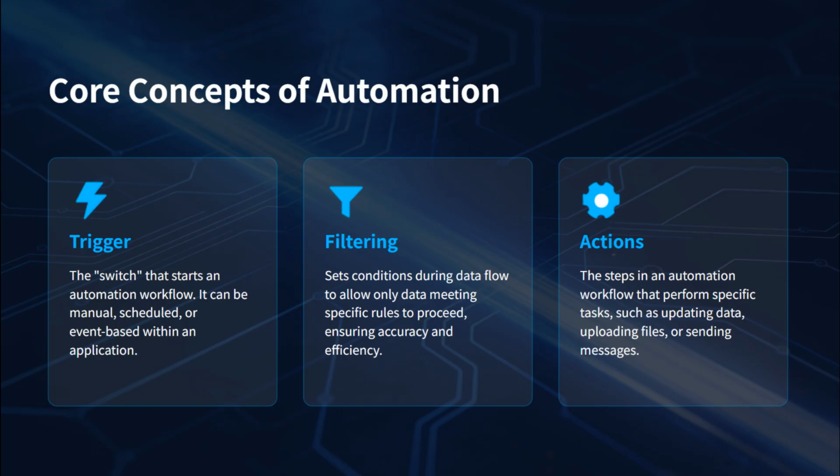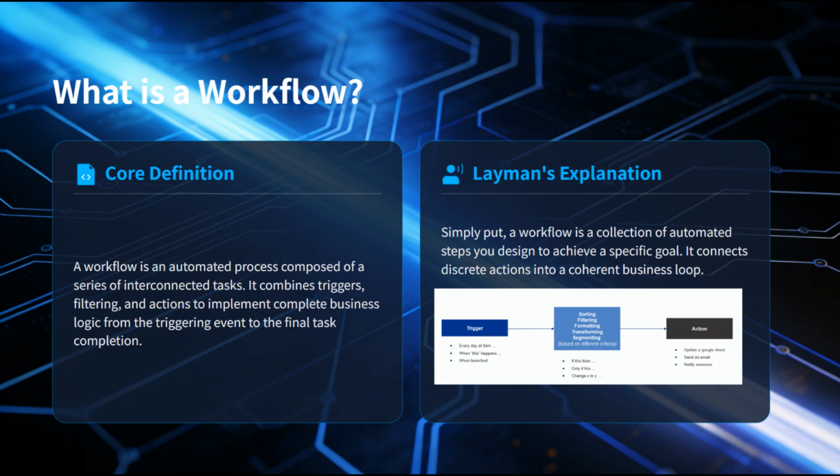These 3 parts come together to make a workflow. This is how automation works in real life. A workflow is just a group of connected automatic steps that turn a start event into a finished task. For example, a new form submission, trigger, delete spam responses, filtering, save the good request to Google Sheets plus send a team alert, actions. Once you build it, this workflow runs all by itself. A workflow is the actual implementation of automation. It's a sequence of connected tasks that takes an input, processes it through filters and actions, and produces an output. It's the blueprint that brings automation to life.